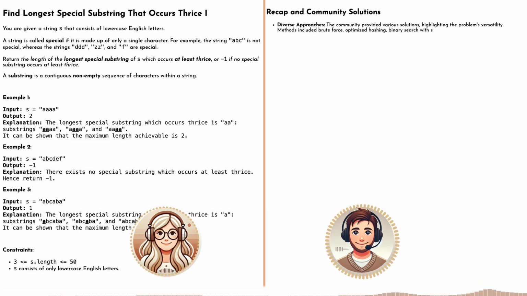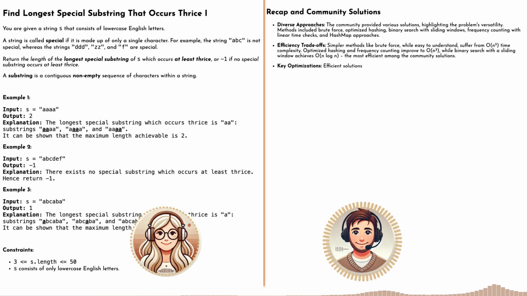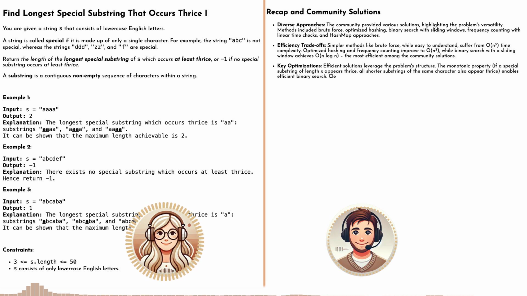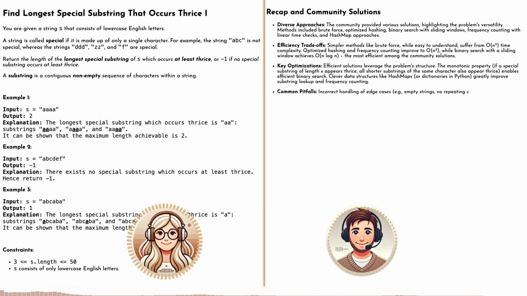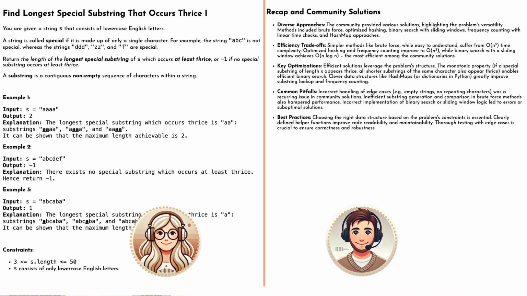I'm impressed. Okay, so let's do a quick recap. We talked about brute force, then we moved on to hashing, and now we've explored this clever combo of binary search and sliding windows. That's quite a toolkit. Any other cool approaches from our community solutions that we should mention? Actually, yeah, there are a few. Some people focused on keeping track of the 3 longest special substrings they found for each character as they went along. Then they just checked if those top 3 met the repetition requirement. It's a smart way to cut down on the search space.